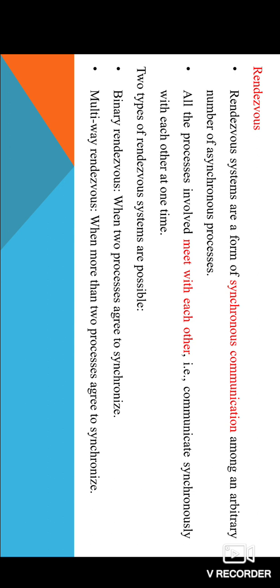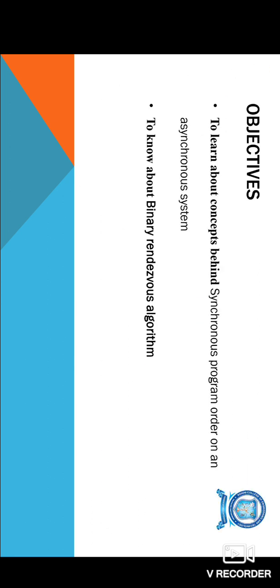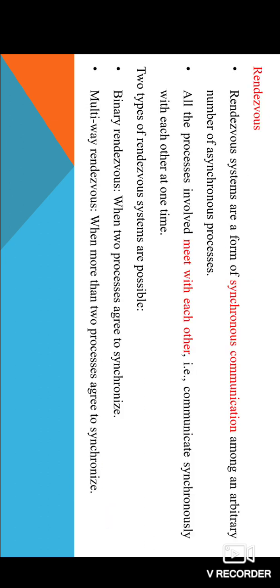Rendezvous systems are a form of synchronous communication among an arbitrary number of asynchronous processes. That is, we have an arbitrary number of asynchronous processes, but we are going to implement synchronous communication. That's why the topic name is synchronous program order on an asynchronous system. All the processes involved meet with each other, which means that each and every process communicates synchronously with each other, one at a time.